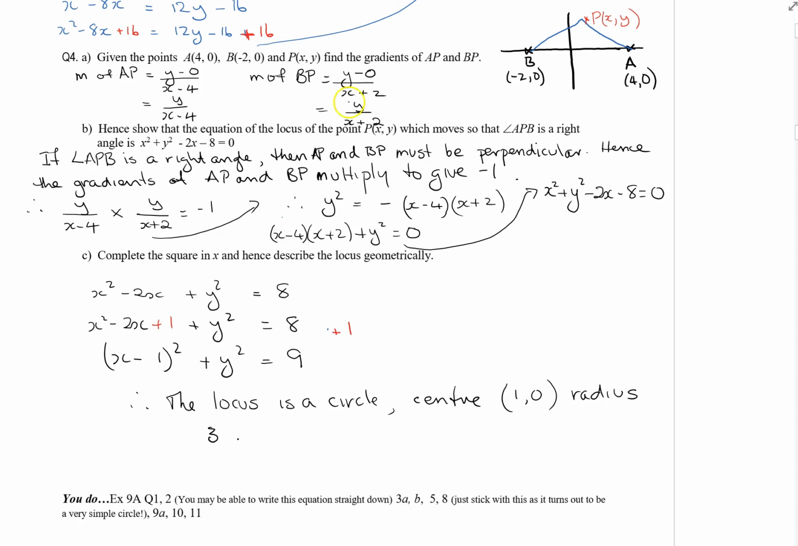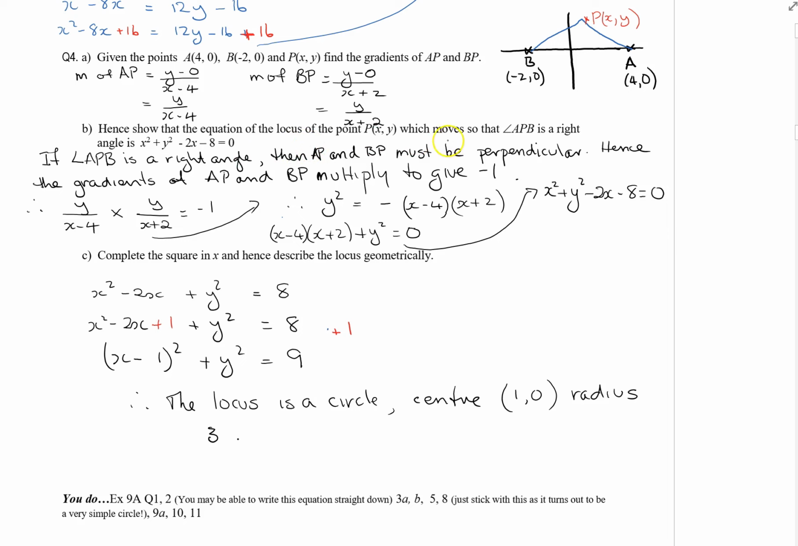Clearly, there was no reference to locus, but here now in part B, they are asking you to show that the locus of the point, which moves so that this angle is a right angle, becomes x squared plus y squared minus 2x minus 8 equals 0. So this is obviously now a locus question.